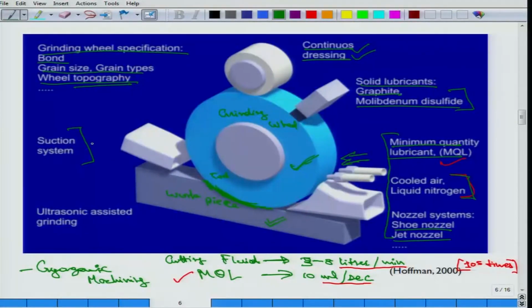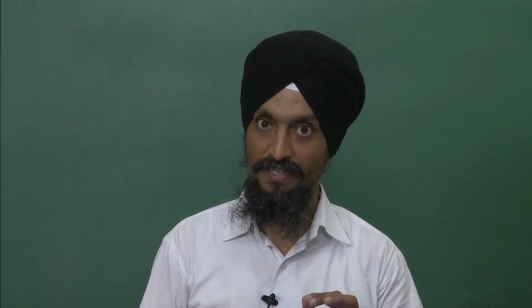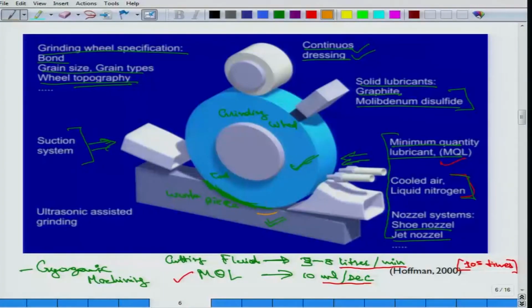They have also put in a suction system. The suction system sucks the chips that are produced. In this case the chips are very small, more like dust, and that dust includes the cut abrasive grits and my workpiece material. If that enters the tool work interface, it can contribute to poor surface finish. So the suction system helps suck away this dust so that it does not enter my tool work interface.